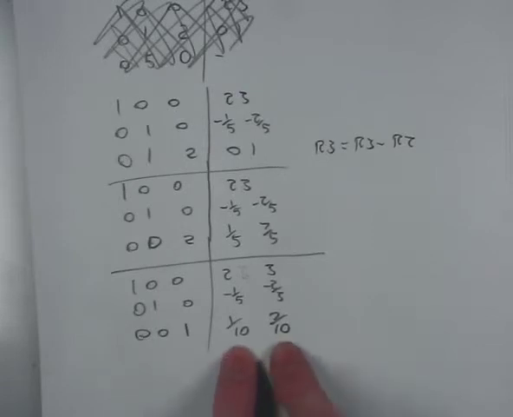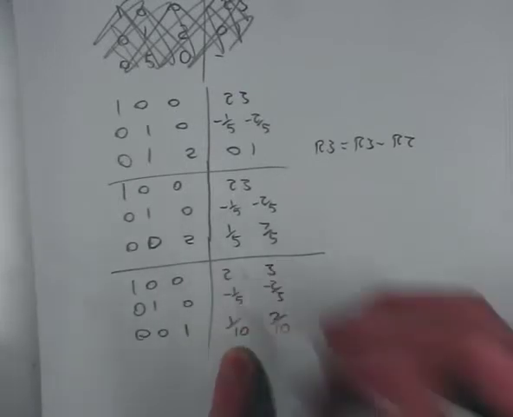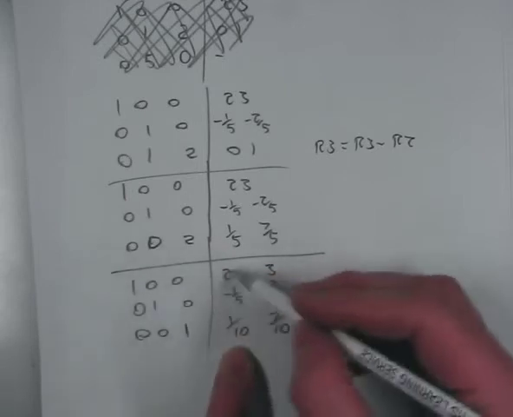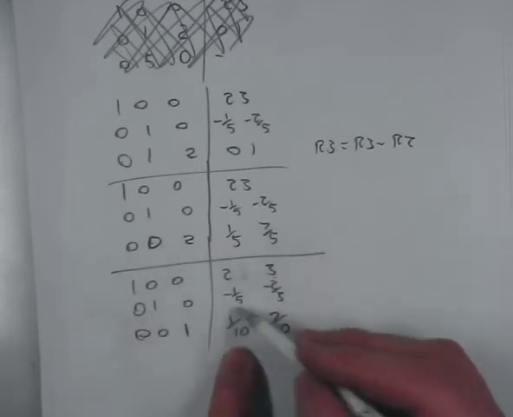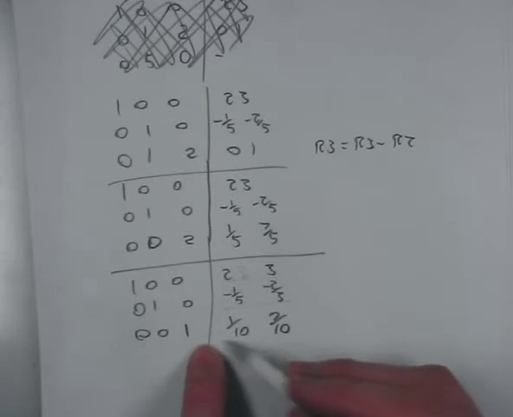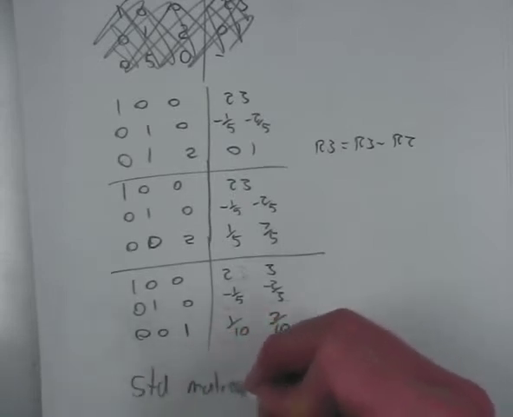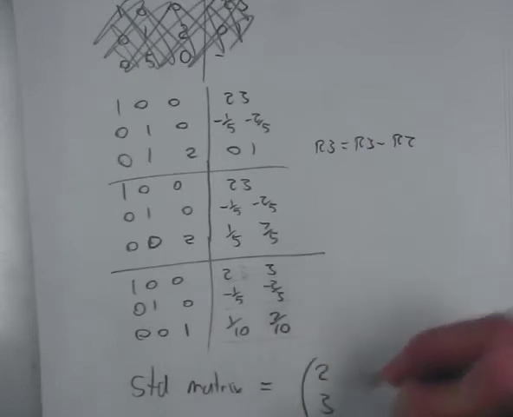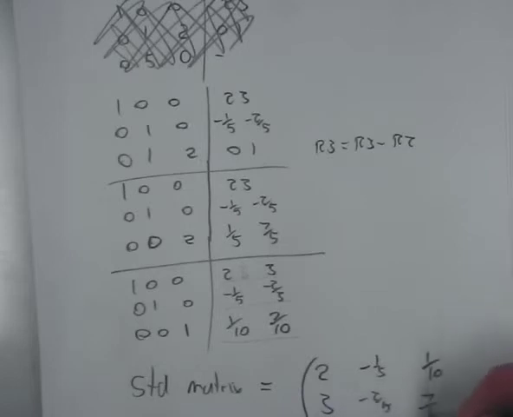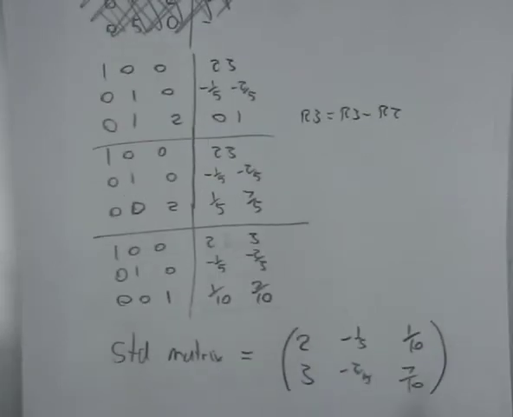So there is the outcome that 1, 0, 0 will produce, and 0, 1, 0 will produce that outcome, and 0, 0, 1 will produce that outcome. So therefore the standard matrix is 2, 3, minus 1/5, minus 2/5, 1/10, 7/10. Did I do it right? Magic, right? I love it.